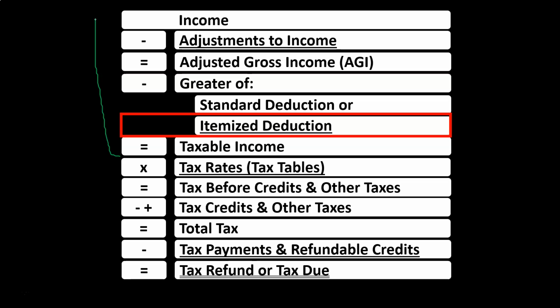We're looking at types of deductions, which we can break out into two categories, the above the line, the below the line. The above the line being the adjustments to income, which could have different names to them. We're going to call them above the line deductions here to contrast them to below the line deductions, which will be either the greater of the standard deduction or itemized deductions.